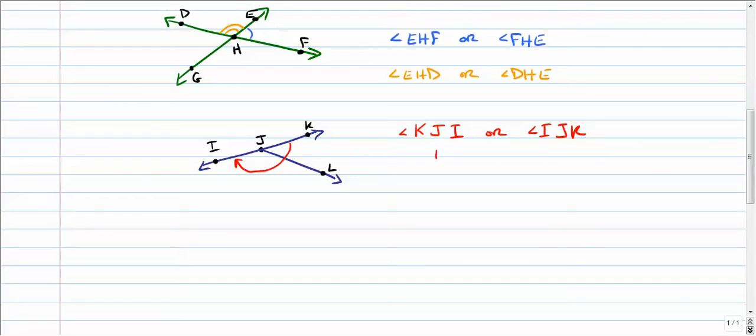So this time the letter in the middle is still the vertex, but it doesn't really seem like the vertex. This right here is the vertex, even though the angle doesn't really turn. The red angle doesn't really turn at all. So that was how we would denote a straight angle.